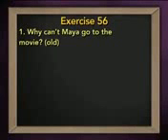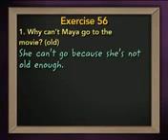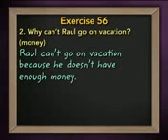All right, let's review that exercise. You saw the question, why can't Maya go to the movie? And then the word "old" in parentheses. And you wrote an "enough" sentence. She can't go because she's not old enough. The next one, Raul can't go on vacation because he doesn't have enough money. Or he can't go because he doesn't have enough money.